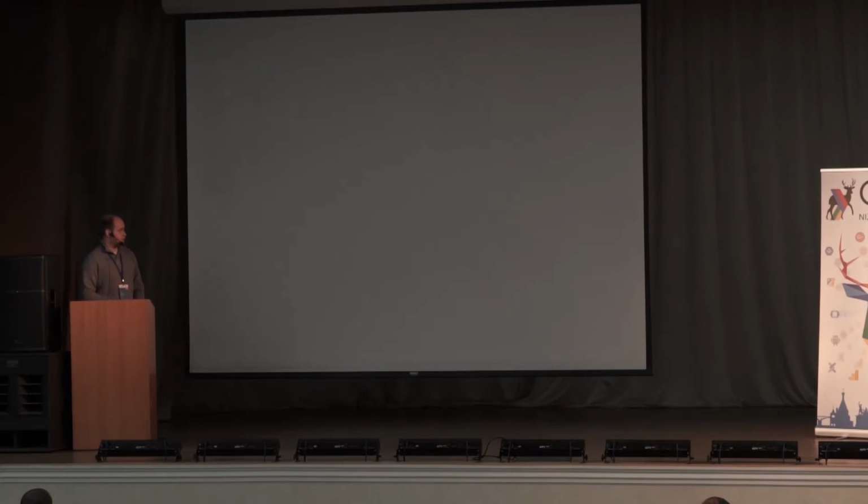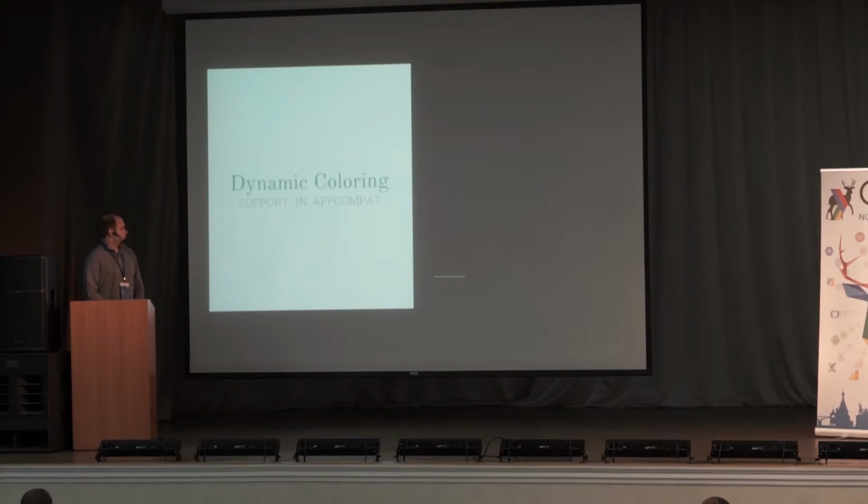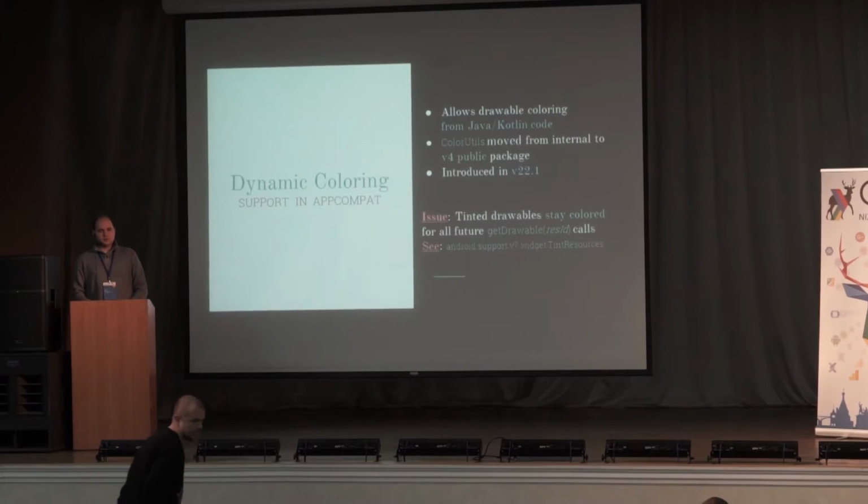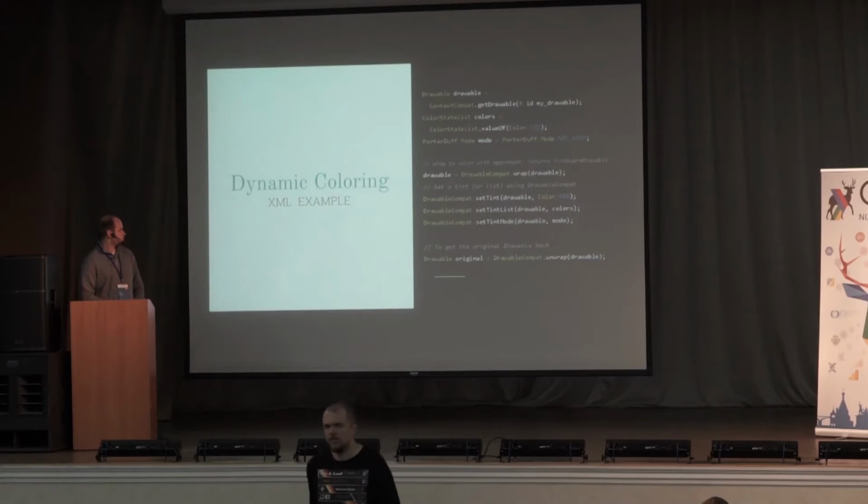So that's what Android offers from XML. And just a few words on dynamic coloring. You can do it from Java or Kotlin. You can use the ColorUtils class. They moved it to the public package. I think that was 22.1. You can use it to do alpha blending to calculate some sort of colors, and then you can use the tint wrapping. Here it is.